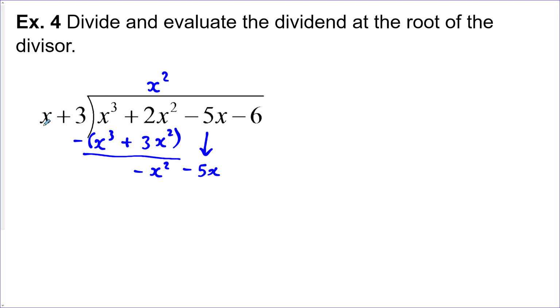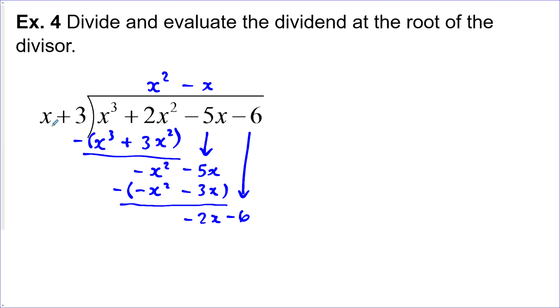All right, what times x gives me negative x squared? So we need a negative x here, and then multiply by this binomial. So negative x squared and minus 3x. And then bracket, bracket, minus. And this first term cancels out, and then this one minus 5x minus minus. So minus 5x plus 3x. That'll be minus 2x. Bring down the minus 6. And last step, what times x is negative 2x? So we just need a negative 2 here. Negative 2 times x, negative 2x, and negative 2 times 3 is negative 6, and looks like it worked out perfectly this time because our remainder is 0.